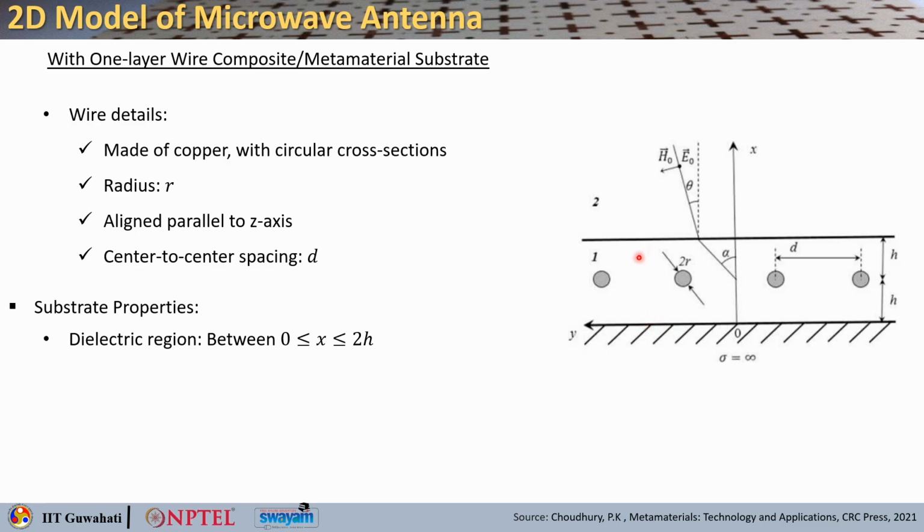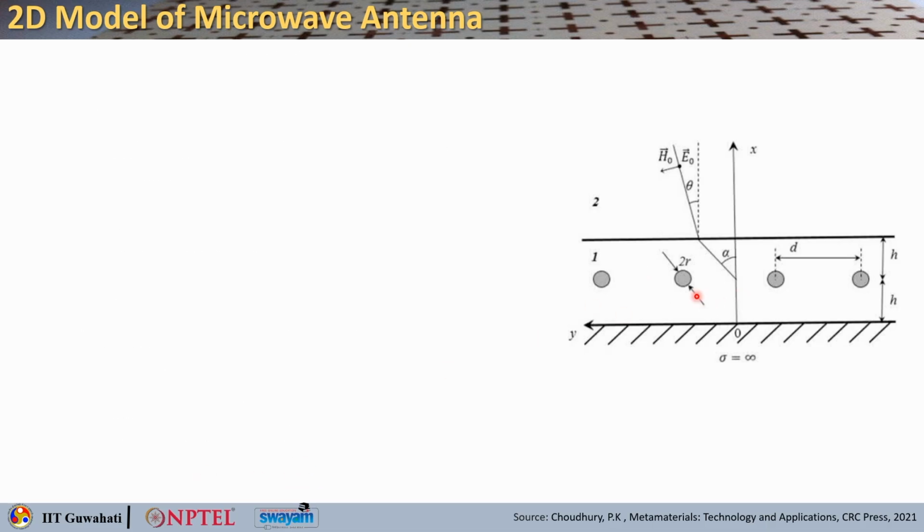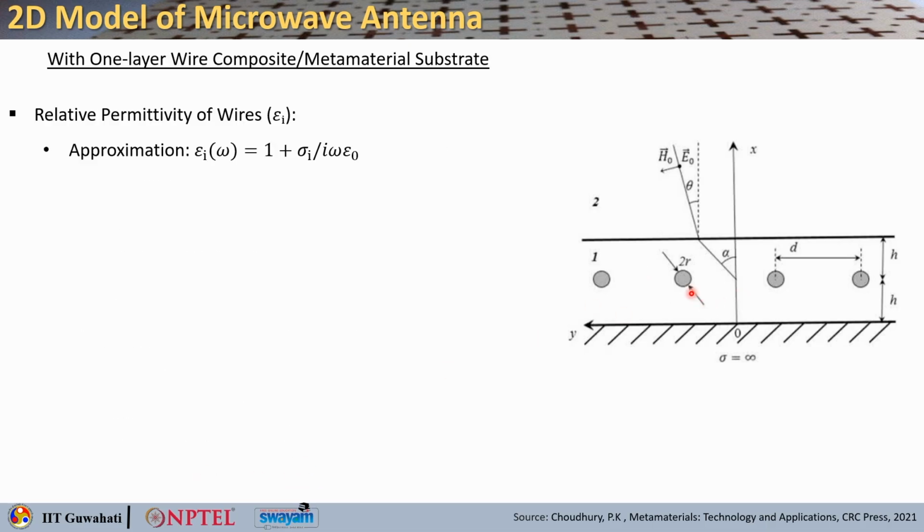Now what are the substrate properties? First, the substrate is in this region. The dielectric is within the region of x equals 0 to x equals 2h, and it has material properties: relative permittivity of epsilon m and relative permeability of mu m. Now we also have to consider the permittivity of the wires that are included.